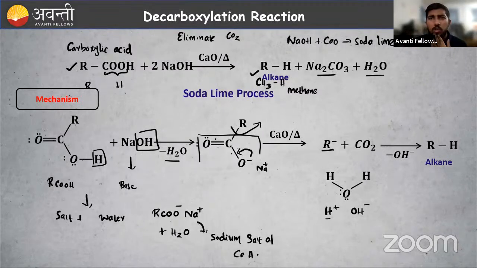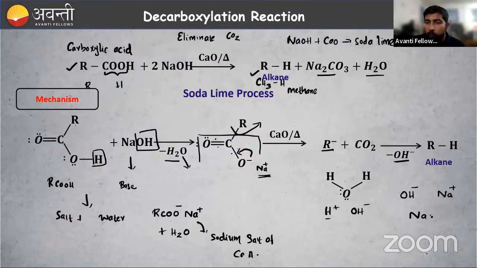Then what about Na2CO3? What about water? Water is formed from here, right? So water is one byproduct. What about Na2CO3? I will explain that. Here we have OH minus present, and Na plus is also present, so NaOH will be formed. This NaOH can react with carbon dioxide. From where did we get carbon dioxide, sir? Here we have carbon dioxide. So I will get Na2CO3 also. So I got alkane, I got Na2CO3, I got water.